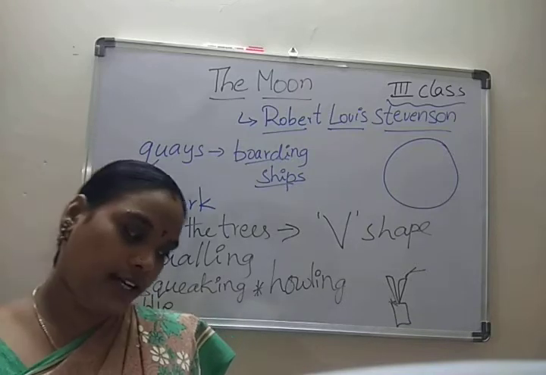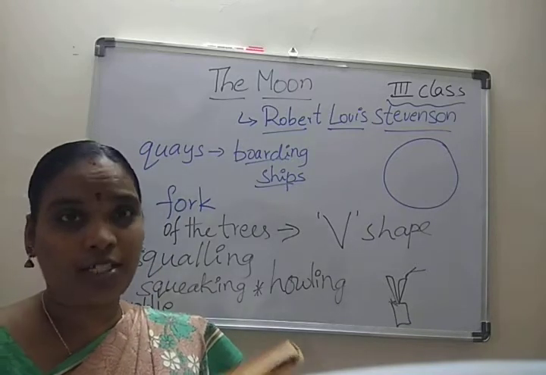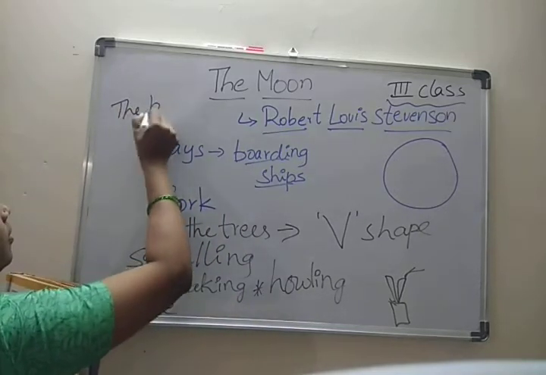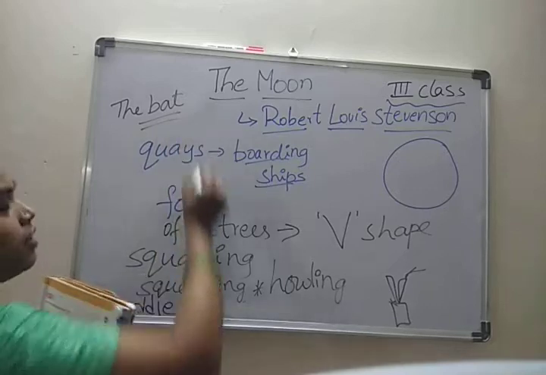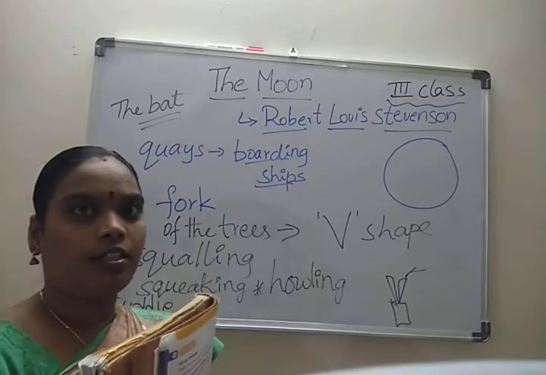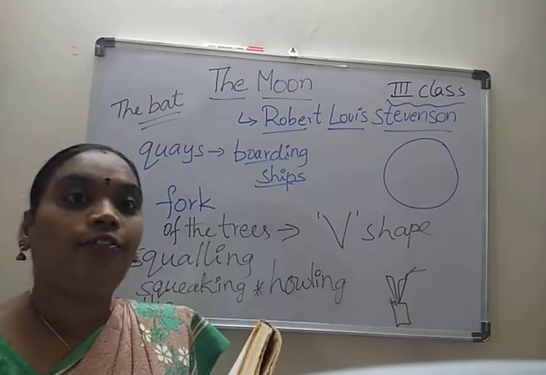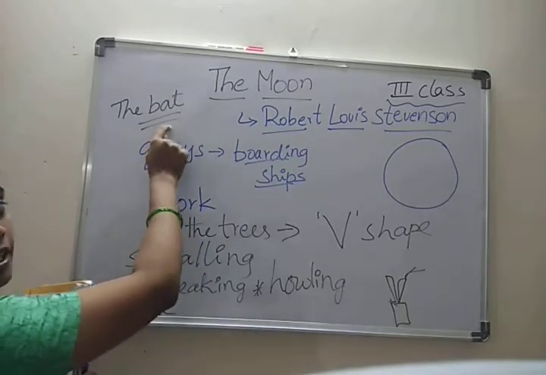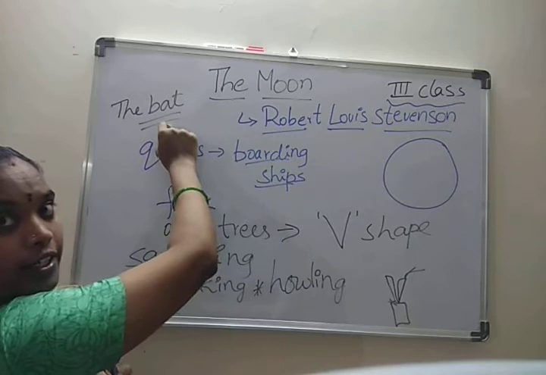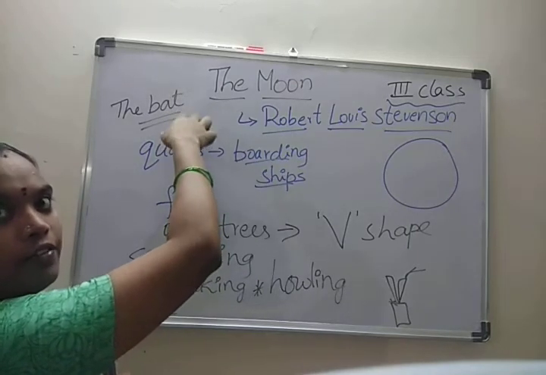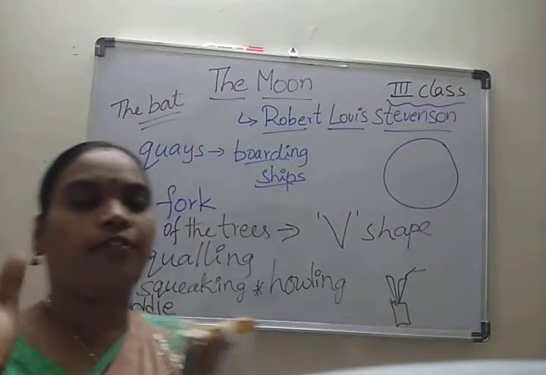The bat that lies in bed at noon. What is the bat here? Bat here does not mean cricket bat, children. It's a mammal. It flies. In the daytime it sleeps, but at nighttime it wakes up and searches for everything.